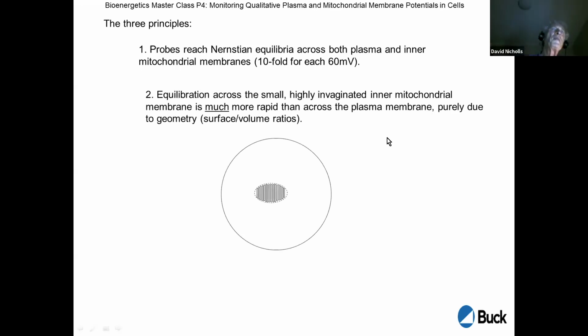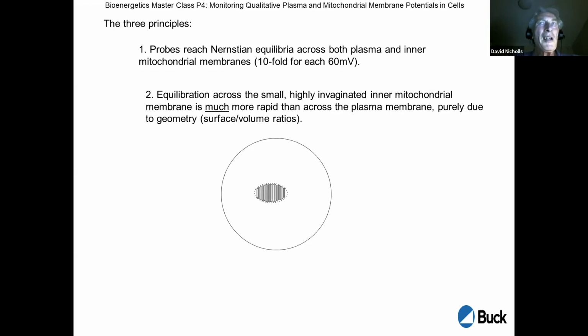Second point is we are dealing with the transport across two membranes, across the inner mitochondrial membrane and across the plasma membrane. And as I've tried to show in this figure, the surface to volume ratio of the mitochondrial matrix in a membrane is thousands of times greater than the surface to volume ratio across the plasma membrane. And this is simply due to geometry.